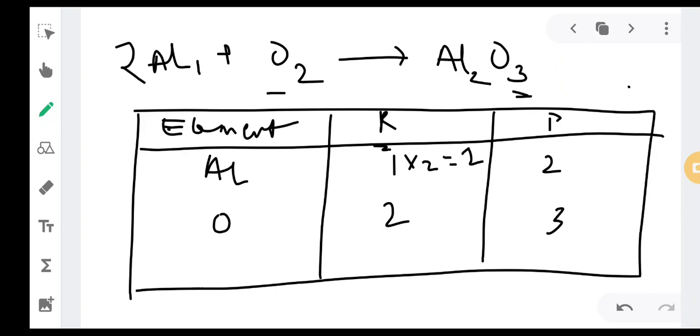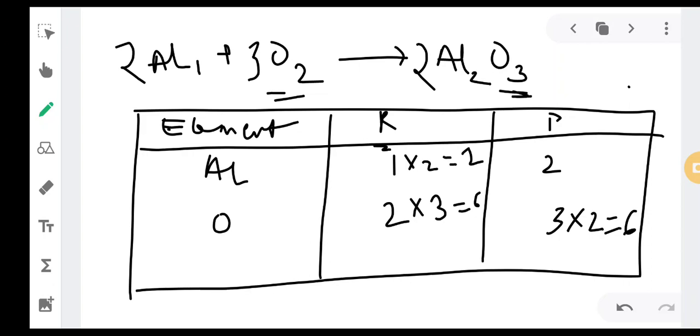Whereas oxygen is now unbalanced on both sides. Oxygen is 2 atoms on the left hand side whereas 3 atoms on the right hand side. How will you convert? First thing is you have to convert the smaller number into the bigger number. So you will convert this smaller number 2 into 3 by multiplying it with 3, so it will get converted into 6. You need to multiply 3 over here and multiply 2 over here, so this will become 6.